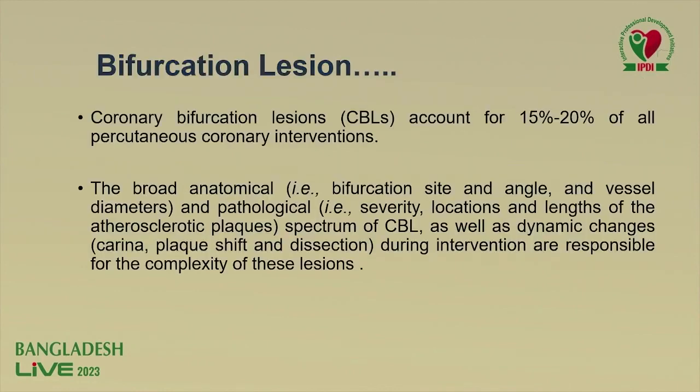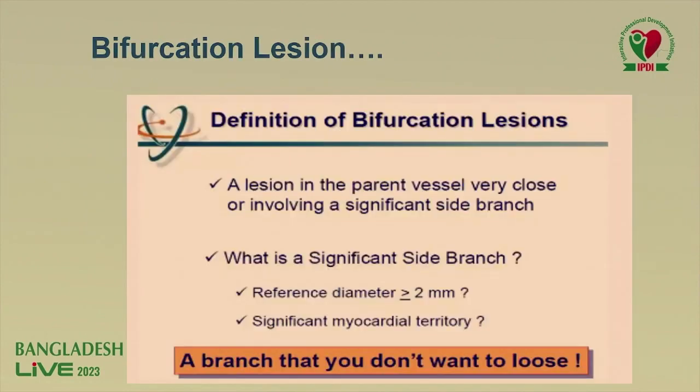Coronary bifurcation lesions account for 15 to 20% of all percutaneous coronary interventions. The broad anatomical and pathological spectrum of coronary bifurcation lesions, as well as dynamic changes during interventions, are responsible for the complexity of these lesions. We already know what a bifurcation lesion is.